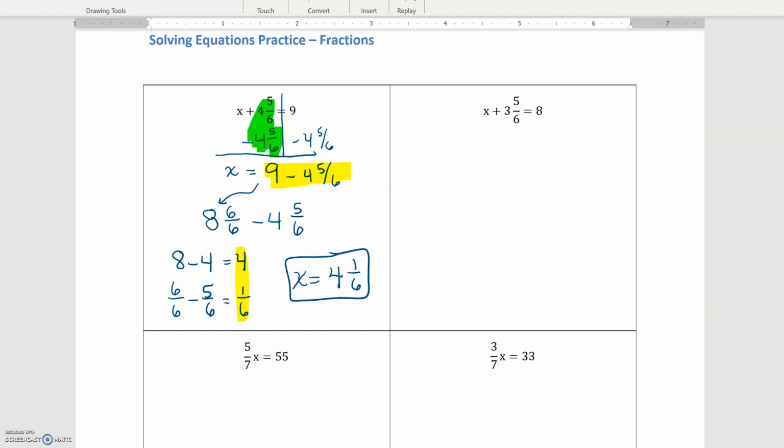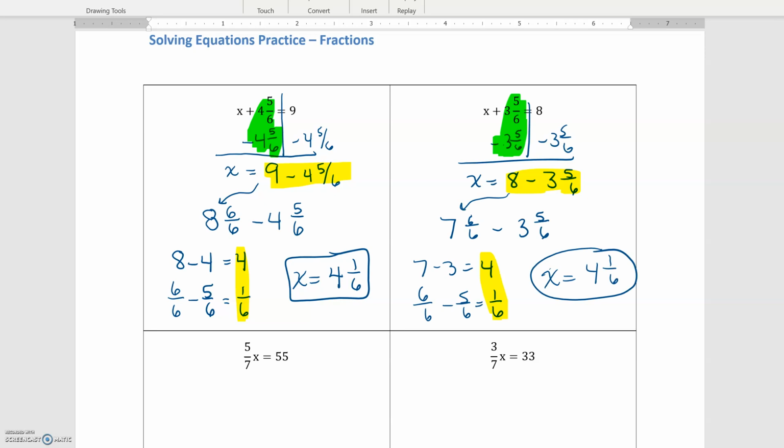Looking at the model on the left side, I want you now to try the right problem. Pause here so you have some time to practice, and continue the video when you have some time to work. Here's the work you should have had for the right problem. The same solution came out of 4 and 1/6. Check here for your work to see if it matches, and then we're going to continue on to do the bottom two equations.